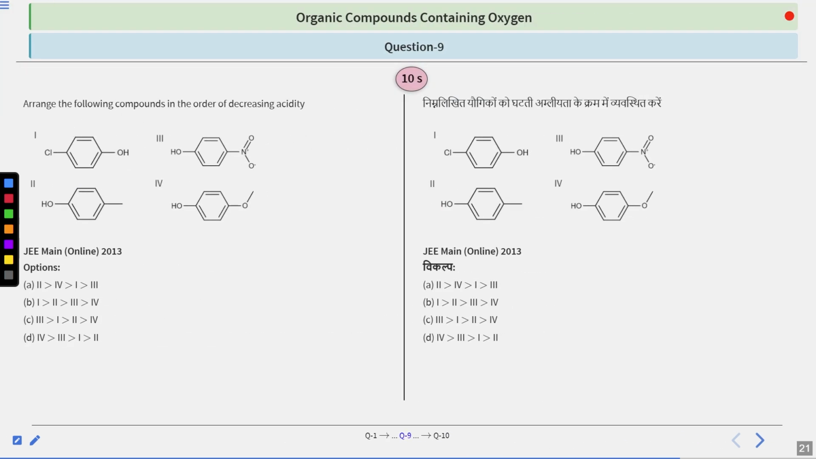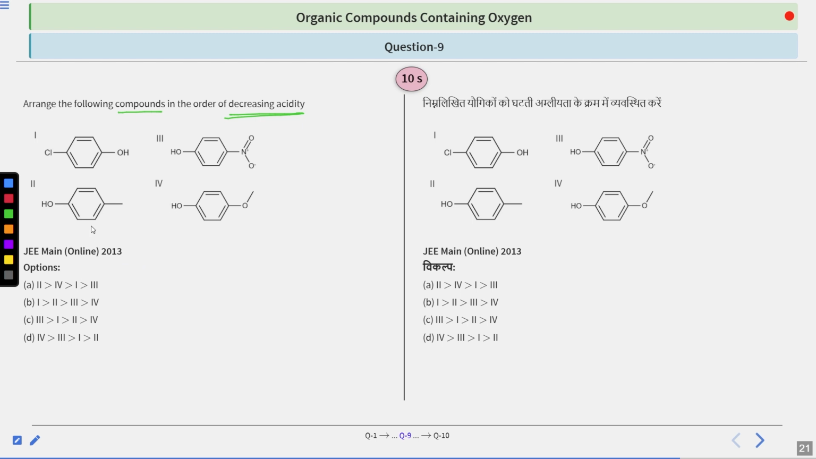Arrange the following compounds first, second, third, and fourth in the order of decreasing acidity. Now, first we have given a benzene ring attached to chlorine and a hydroxyl group. In the second, we have a benzene ring attached to the hydroxyl group and the methyl group. In the third, we have a benzene ring attached to the hydroxyl group and the nitro group. In the fourth, we have a benzene ring attached to the hydroxyl group and OCH3 group. Okay, so this question was asked in JEE Mains in the online mode in 2013.